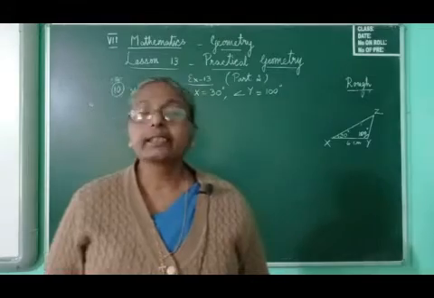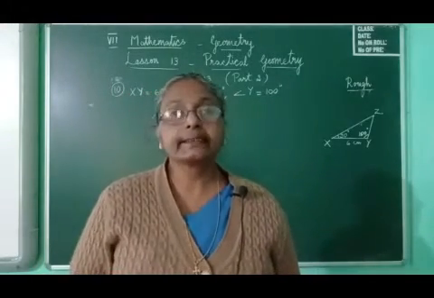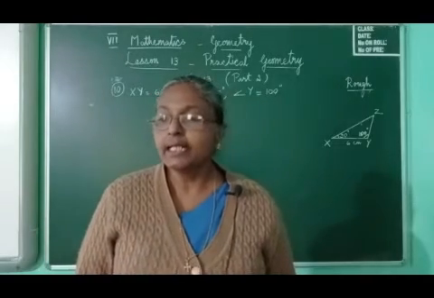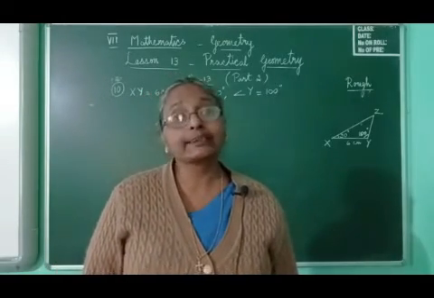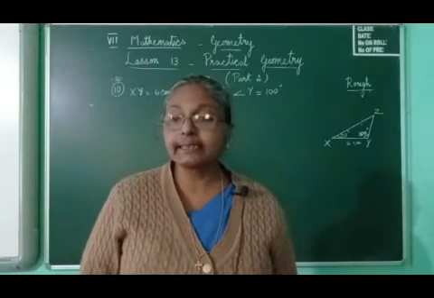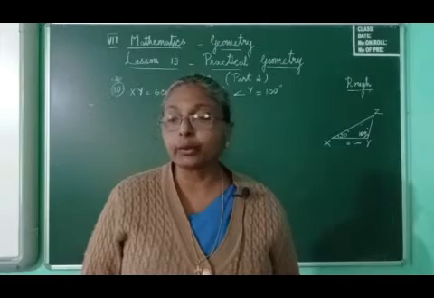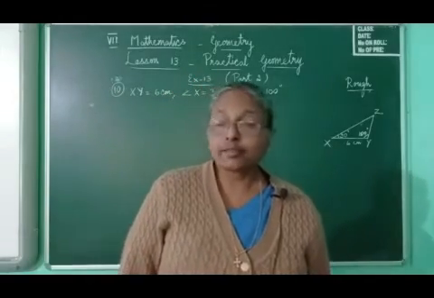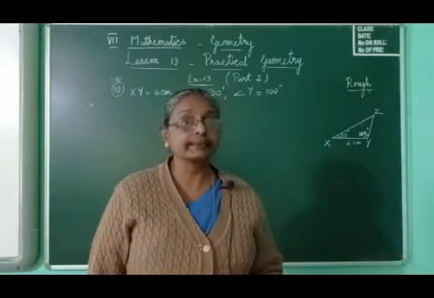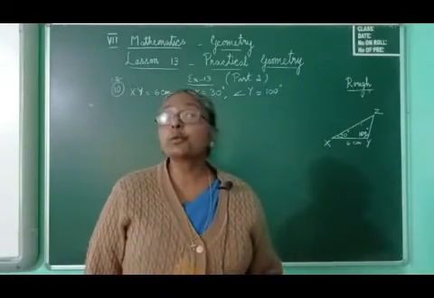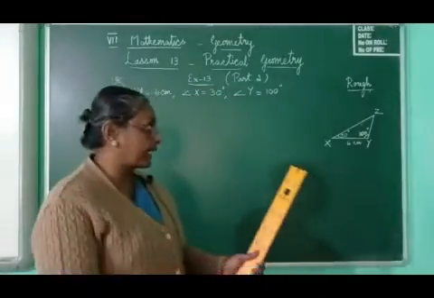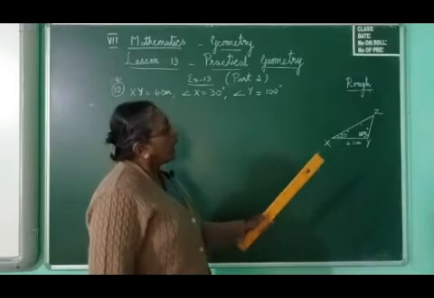Next, you can see the 10th sum in your book. Construct triangle XYZ if it is given that XY is equal to 6 centimeters, angle X is equal to 30 degrees and angle Y is equal to 100 degrees. We are asked to draw triangle XYZ given base XY is equal to 6 centimeters and two base angles are also given. Angle X is given to be 30 degrees and angle Y is given to be 100 degrees.